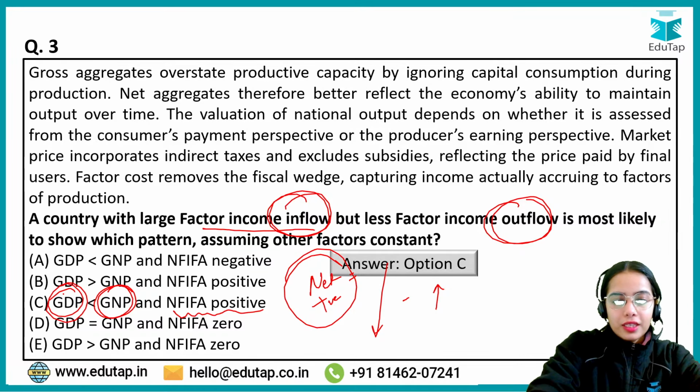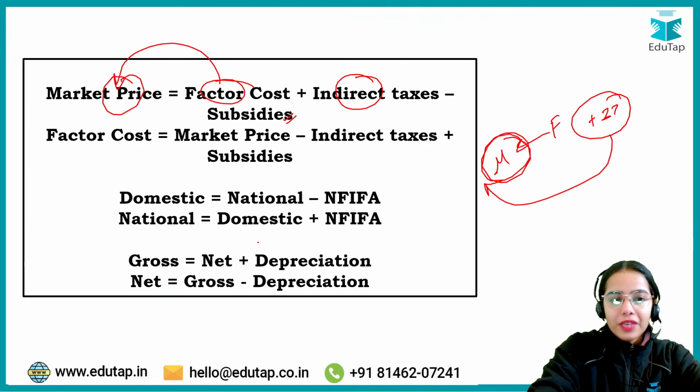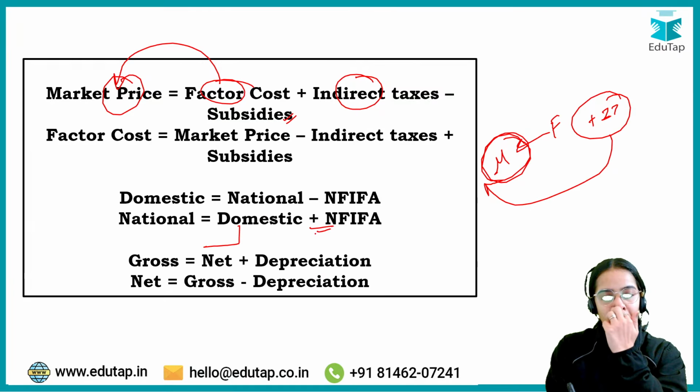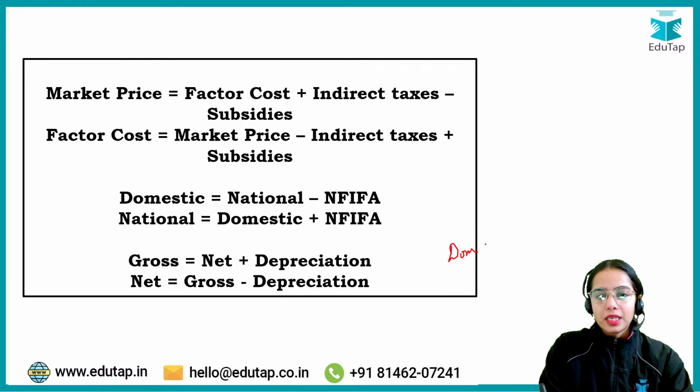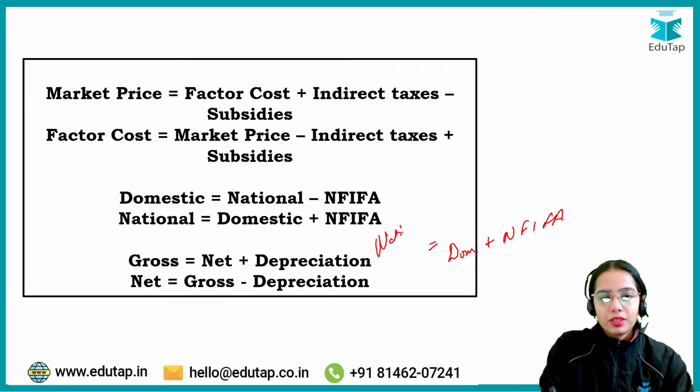Like we have discussed, in the domestic, if you add the net factor income from abroad, we can get the national. In the domestic, add the net factor income from abroad to get the national.